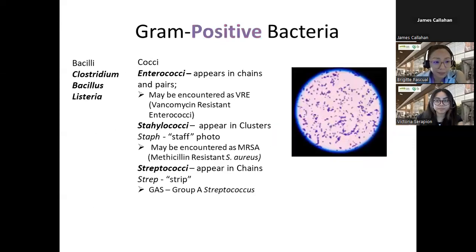And here are the most common gram-positive bacteria in long-term care: Clostridium, Bacillus, Listeria, Enterococci. They appear in chains and pairs and may be encountered as vancomycin-resistant Enterococci. Staphylococci appear in clusters. The way I would remember this is I would think of a staph photo because everyone is all clustered together. And Staphylococci may be encountered as methicillin-resistant Staphylococcus aureus.